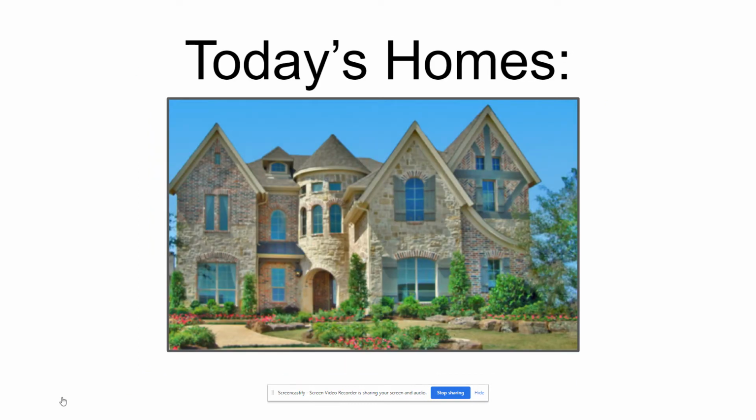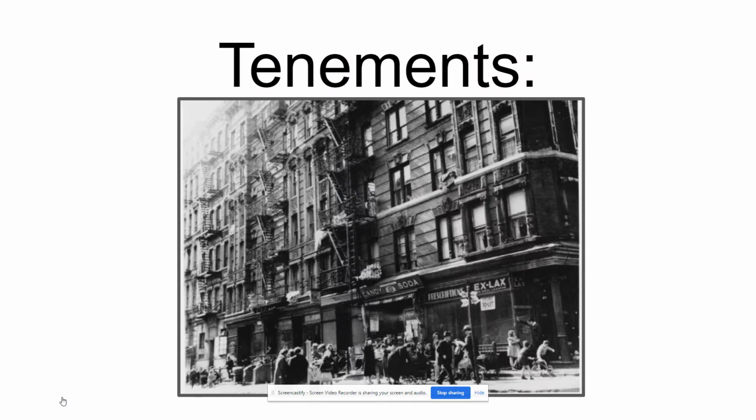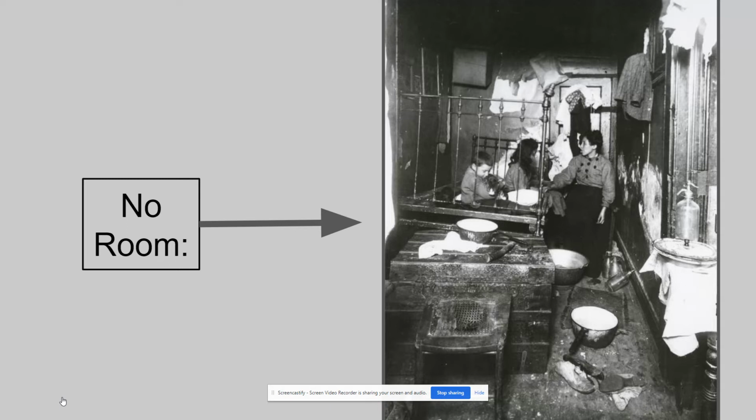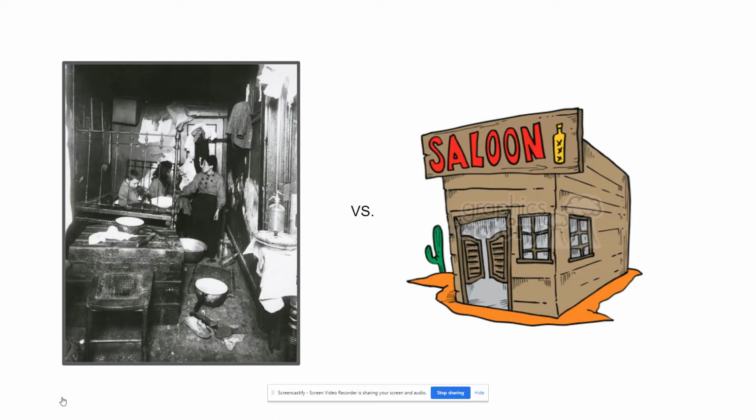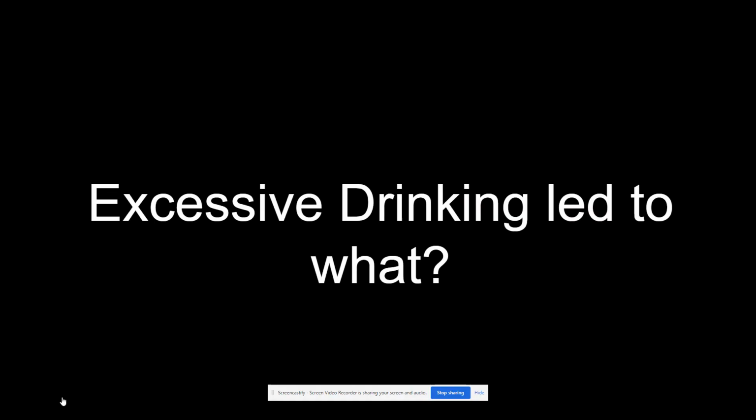Now, the number two reason why people drank a lot is today homes are relatively large, at least compared to 1830 when they were extremely small for most people. Here's a picture of the tenements, which we've talked about. And those rooms were like one room for a whole family or three families. There was no room just to hang out. So what did men do after working? They went to the saloon because it was much more spacious and relaxing.